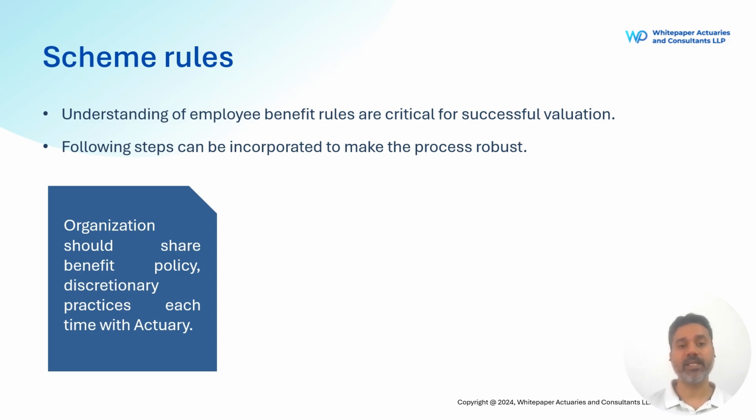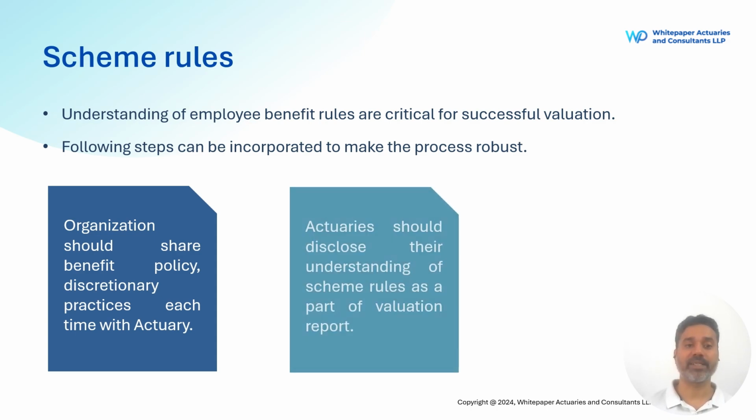From experience, one of the most frequent causes of valuation errors is the failure to communicate updated policy to the actuary. For instance, companies may revise the maximum gratuity limit, but if the actuary continues using the statutory standard limit, the valuation results may be incorrect.